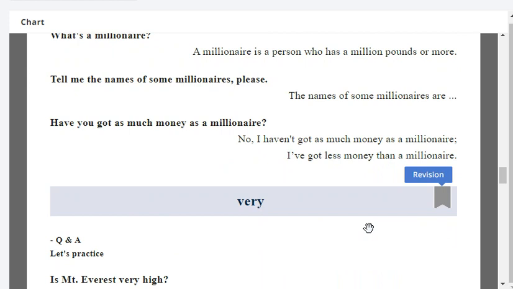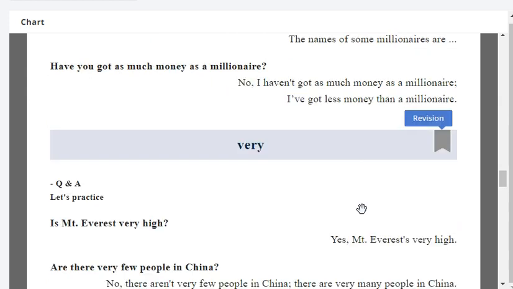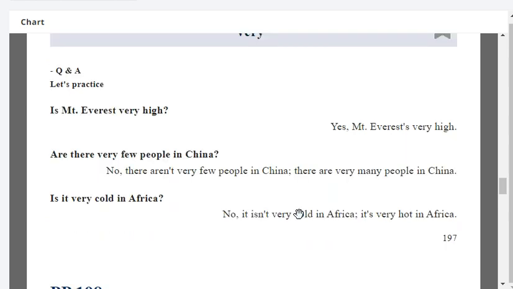Tell me the names of some millionaires, please. The names of some millionaires are Bill Gates, Elon Musk, etc. Very good. Have you got as much money as a millionaire? No, I haven't got as much money as a millionaire. I've got less money than a millionaire. Very good.